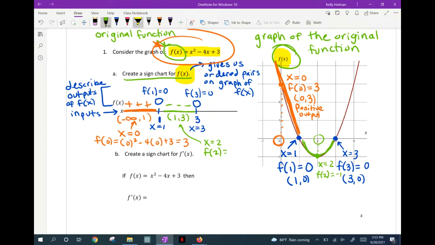Then I hit 0 again, and then it's going to go positive. If I test any input in this region from 3 all the way to infinity, the outputs will be positive in that region right there.